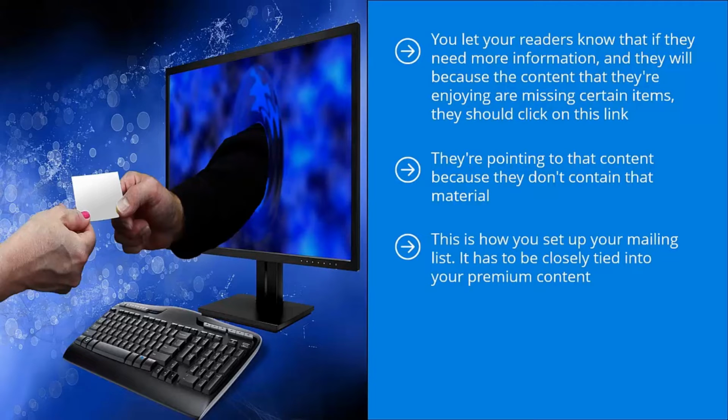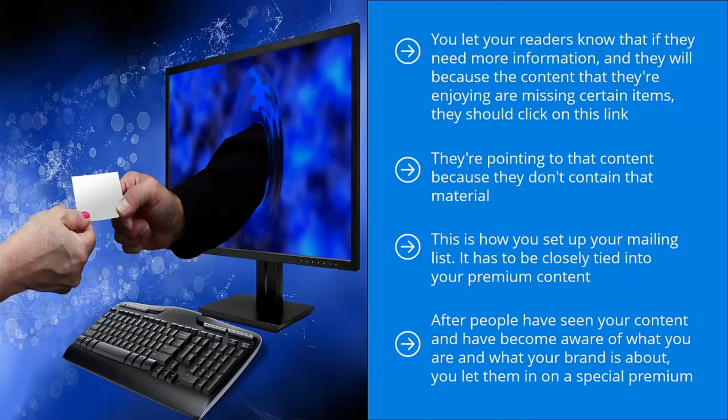This is how you set up your mailing list. It has to be closely tied to your premium content. Coming up with incentives or freebies that look like they came out of left field because they're unrelated to whatever it is you're currently doing is not a good idea. Chances are quite good that you're going to fail. When you come up with incentive content that is directly related to the materials you're already sharing, you create a feeling of value. There's also a feeling of exclusivity.